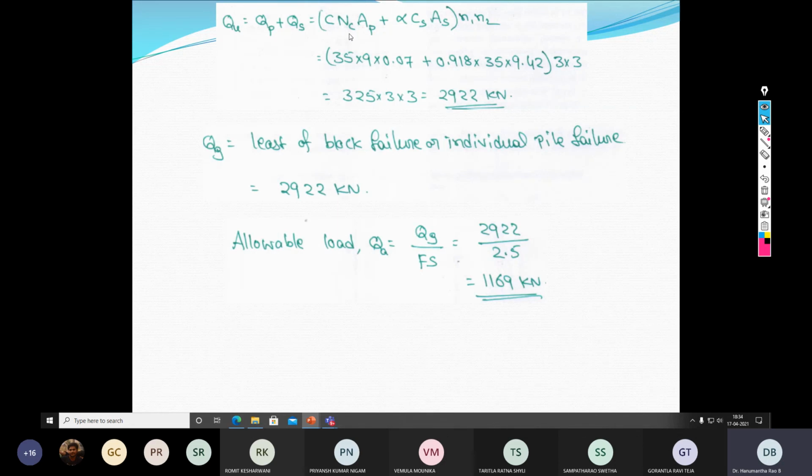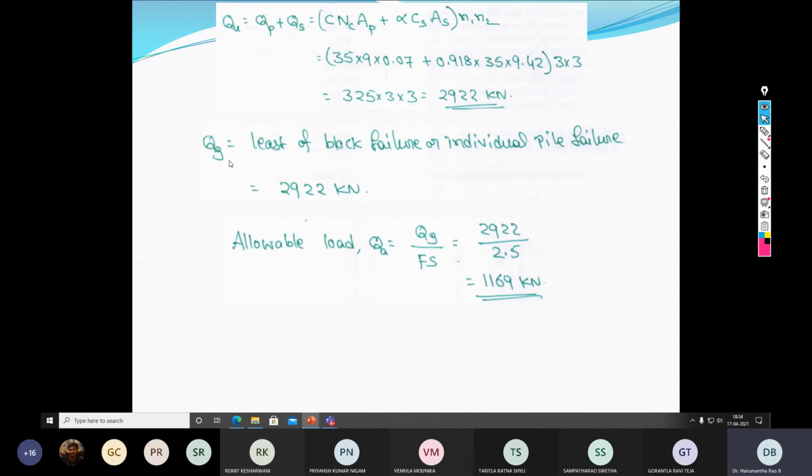So C is 35, NC is 9, AP is 0.07, plus alpha is 0.918, which we have just calculated. CS is again 35, which is nothing but CU only, and AS is 9.42, and the number of piles is 3 by 10. If you substitute and calculate, the ultimate pile bearing capacity considering the individual pile is 2922 kilonewton.